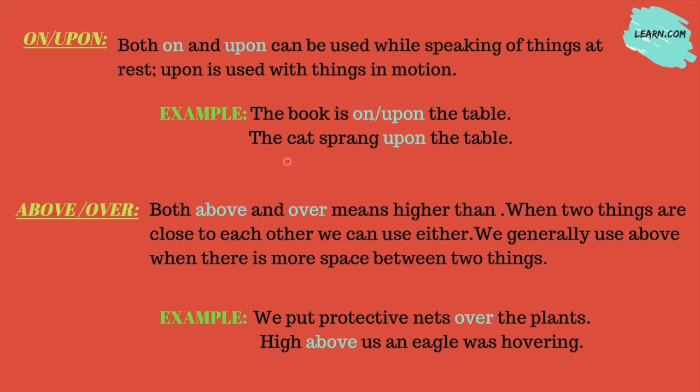But when we say the cat sprang upon the table, or jumped upon the table, this springing or jumping represents motion, meaning the cat is in motion. So when something is in motion, then we use upon. And if the things are at rest, we can use either of them, on or upon, both will do.